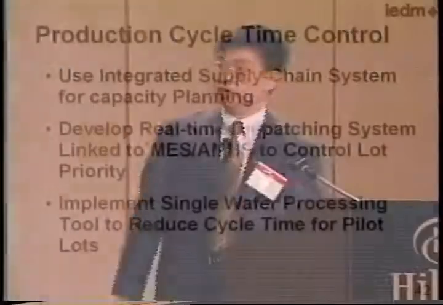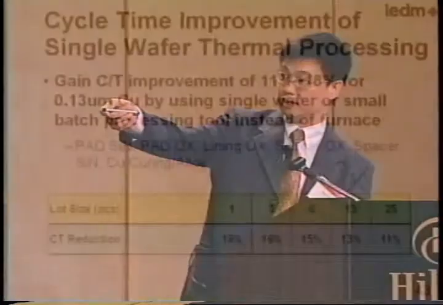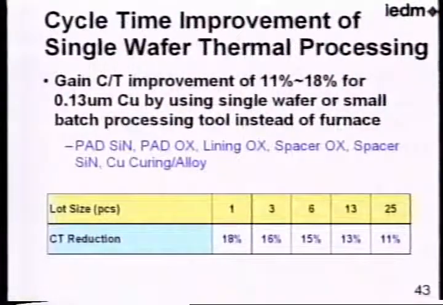And for cycle time, this morning we heard some discussion about how a single wafer does provide an advantage to reduce cycle time. And we had data showing if we replace these processing steps with single wafer or mini batch tools, we can see this kind of cycle time reduction. That means the lot size, how many pieces in one lot.